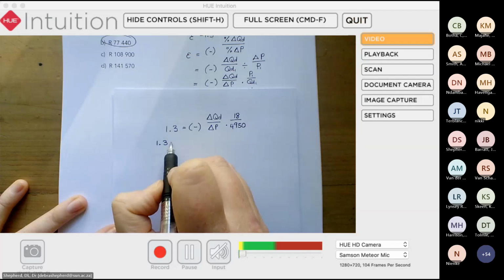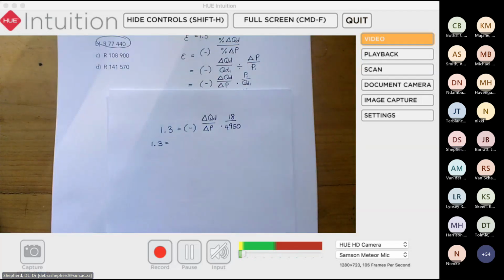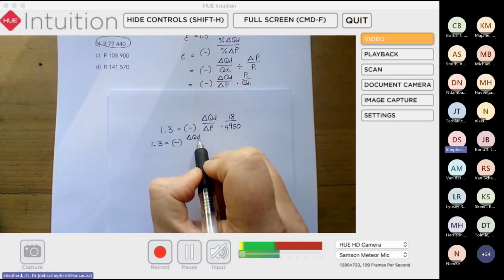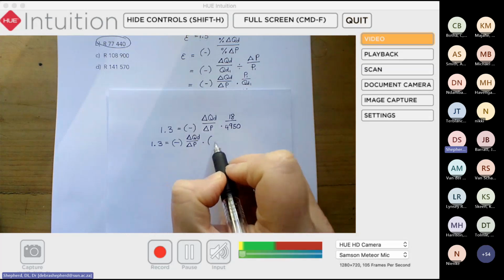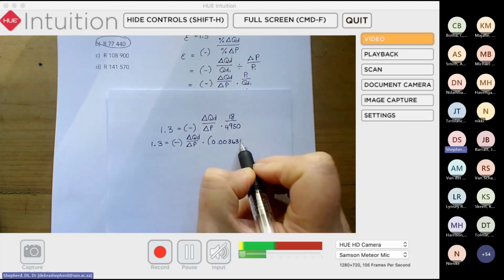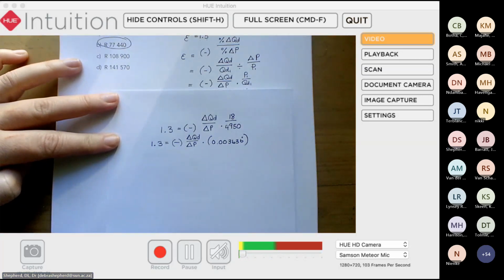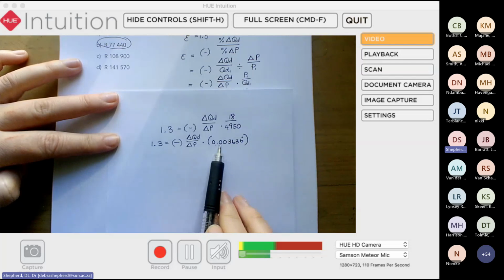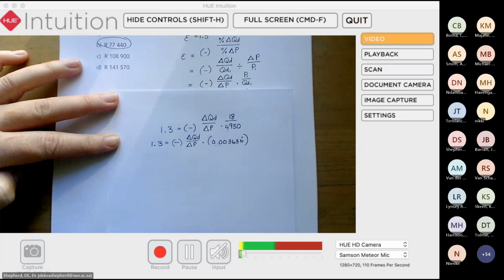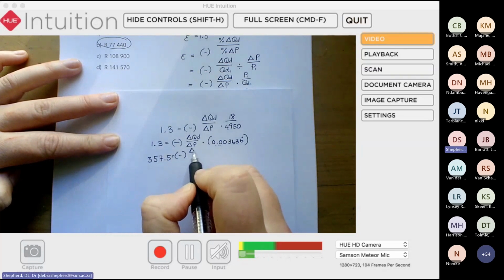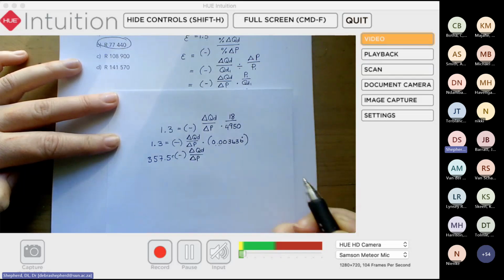And so I could have said 1.3 is equal to 18 divided by 4,950. So this is minus change in quantity over change in price times 0.003636 recurring. And if I divide it through by that, I would get 1.3 divided by 0.003636 recurring. And that would give me that 357.5, which is minus the change in quantity over the change in price.